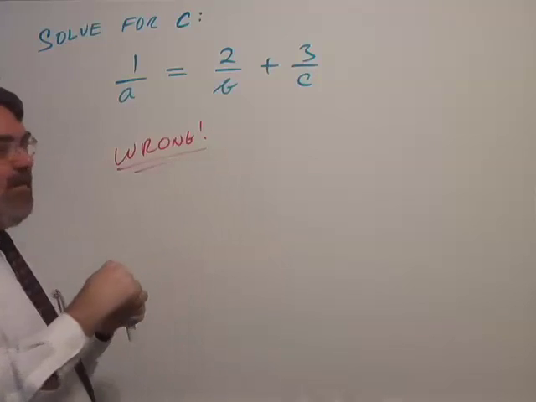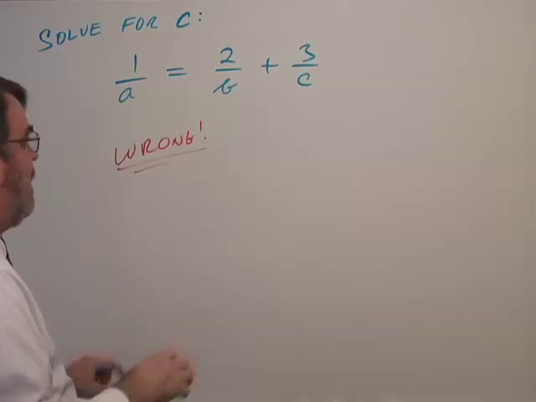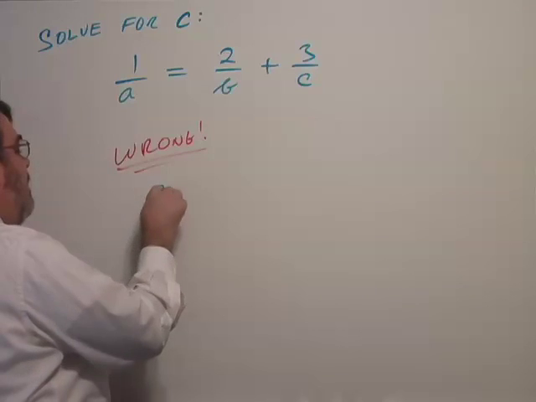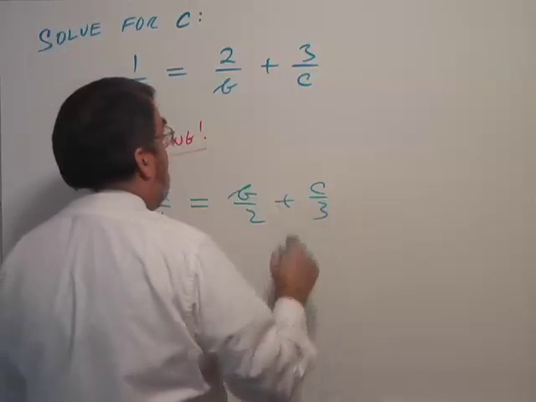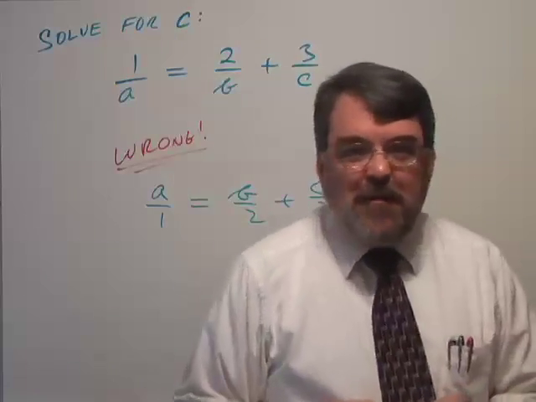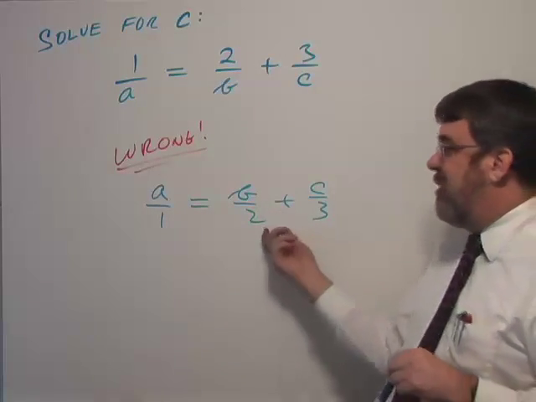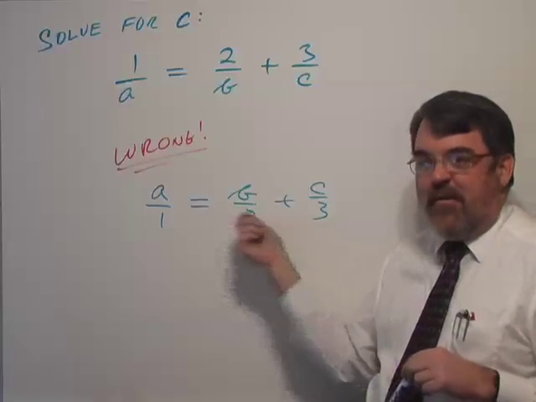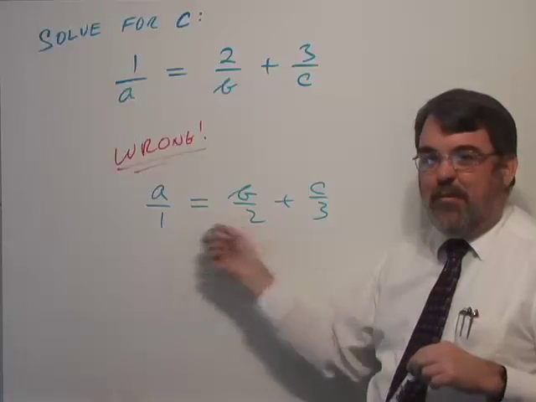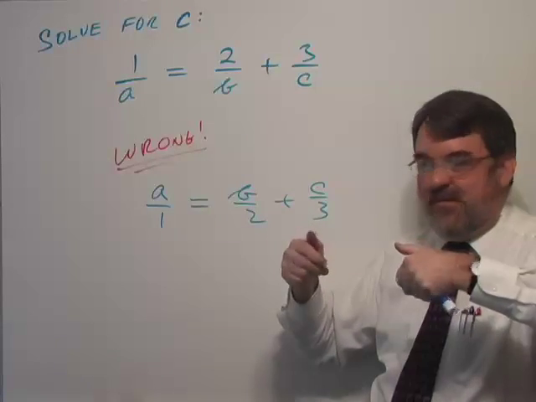If you do something like this, you'll get 0 credit from me. I can't just flip both sides and get a over 1 equals b over 2 plus c over 3. It does not work. If the right side was a single fraction, I could do that. If you have a fraction equal to a fraction, just one on each side, you can flip both sides. That would be okay.